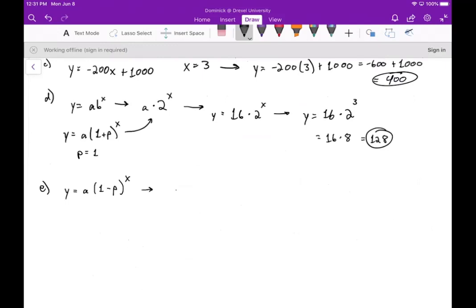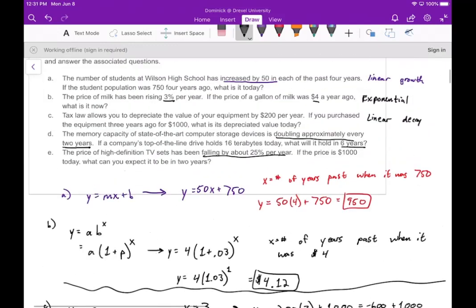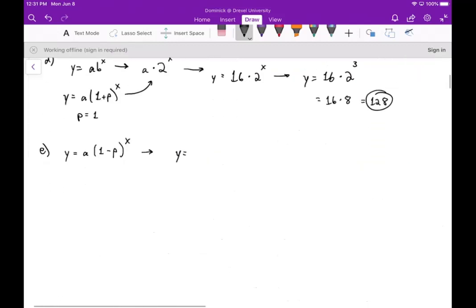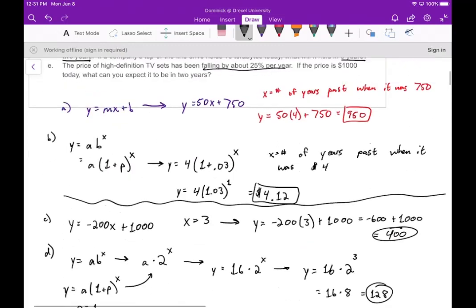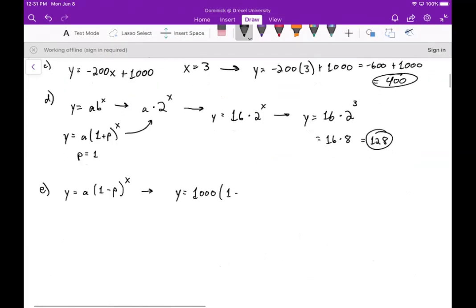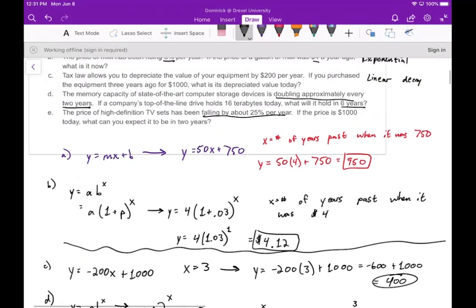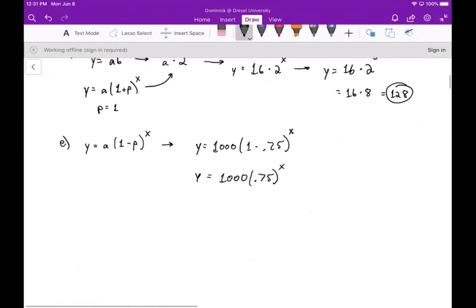So of course here, we're going to have y is equal to, now we're starting at $1,000 today. So that's my a value. And if we're decreasing by 25% per year, this is 1 minus 0.25 to the x power. So I'm going to have 1,000 times 0.75 to the x power for my equation. Now we want to know what this is going to be in 2 years. So I need to find out, well, what's y when x is 2?